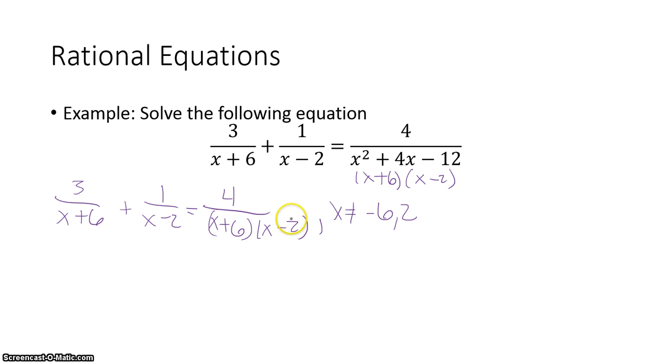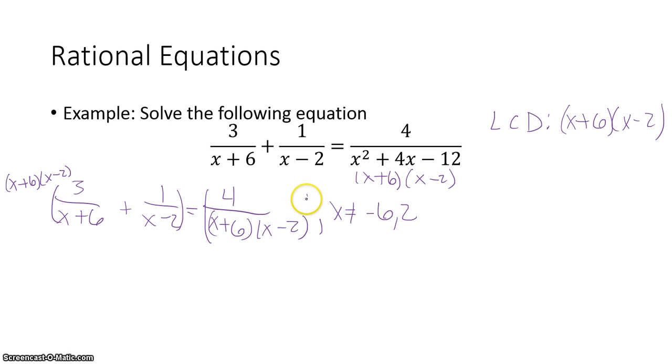So let's take this equation that's a bit simplified, and what we're going to do is multiply by the LCD. The LCD for this expression is going to be x plus 6 times x minus 2. We're going to multiply both sides of the equation by it. So x plus 6 times x minus 2 times the left side. We're also going to multiply the LCD on the right-hand side.